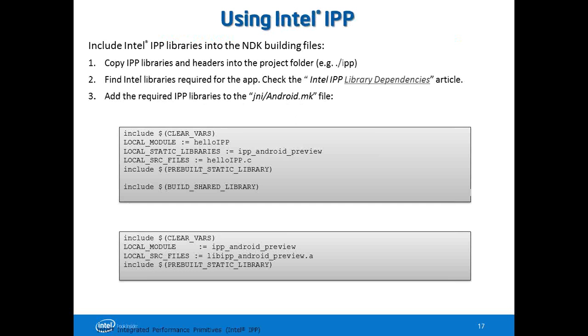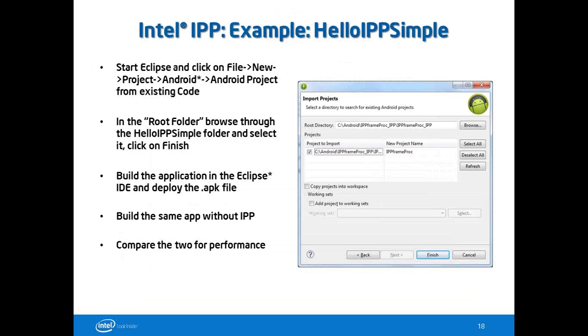This is again a snapshot of what needs to be done in the android.mk file that I have anyway shown you using Eclipse. When you install Intel IPP onto your system, by default you get the Hello IPP simple example that I have shown you. This describes in detail how you can go about importing it and using it as a reference for your application development.